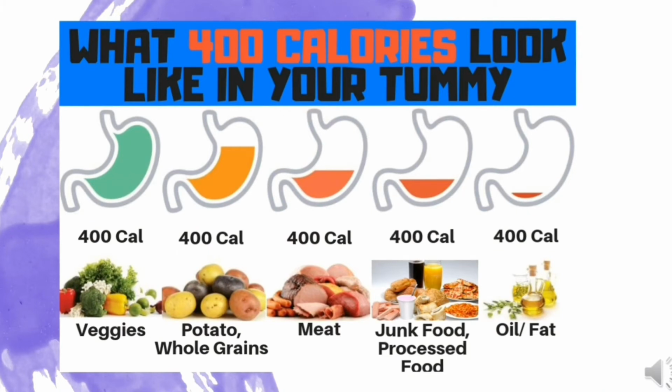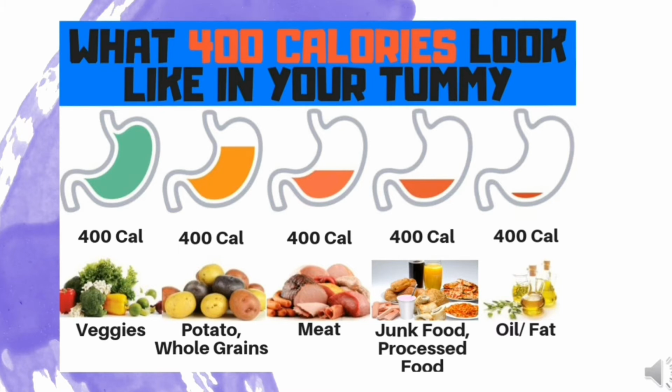Now, what does 400 calories look like in your tummy? If you eat vegetables, see, 400 calories, it's already full. You can see it's healthy, that's why it's green, and it's already very full. Now, potato and whole grains, it's not full, but almost, three quarters, and it's yellow because it's okay to eat. Not the most healthy, but it's not unhealthy either.